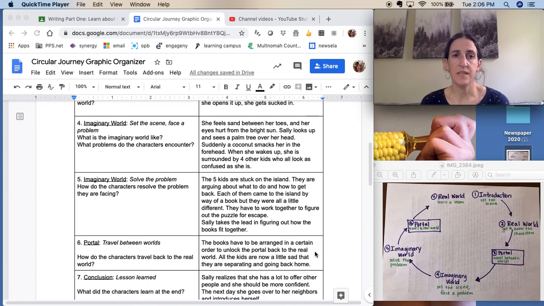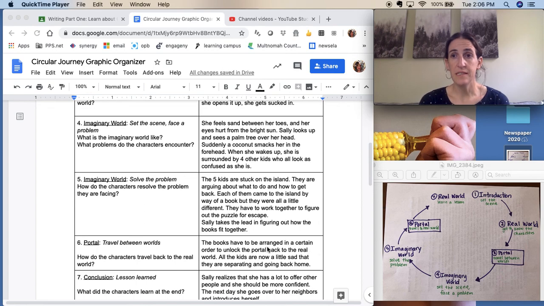The kids are stuck on the island. That's their problem, and they have to figure out how to solve it. That's the 5th scene of the story. They're arguing about what to do and how to get back. Each of them came to the island by way of a book, but they were all a little different. They have to work together to figure out the puzzle for escape. So they're going to solve it by Sally taking the lead to figure out how the books fit together.